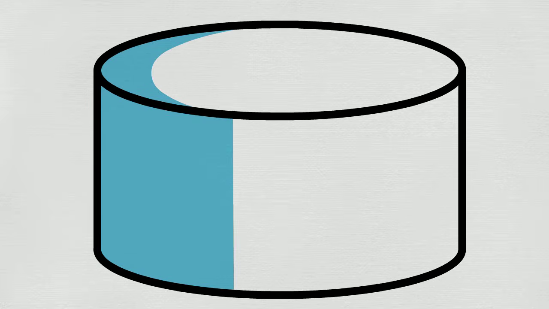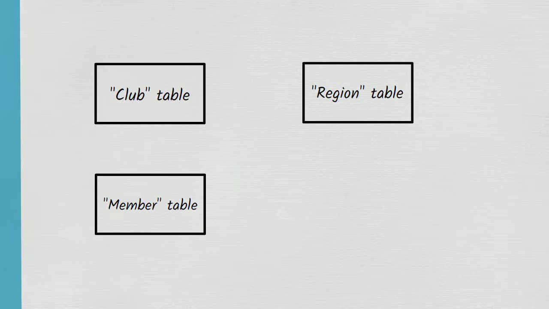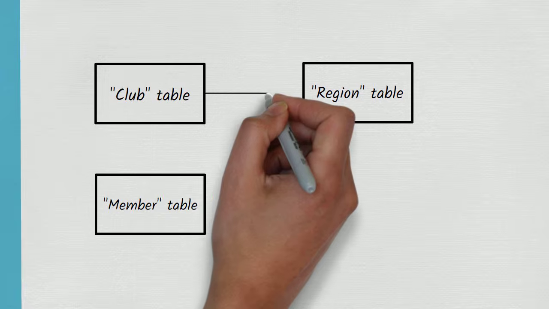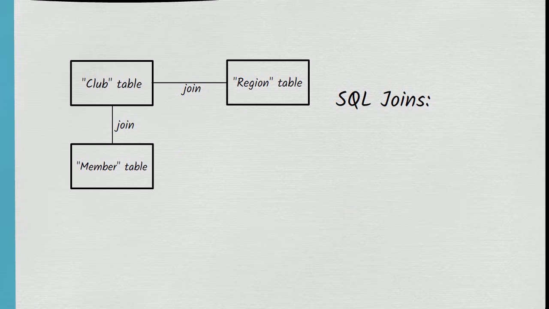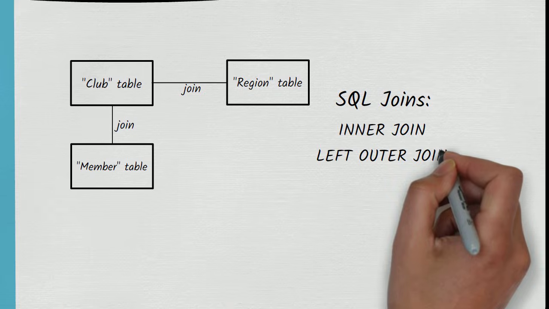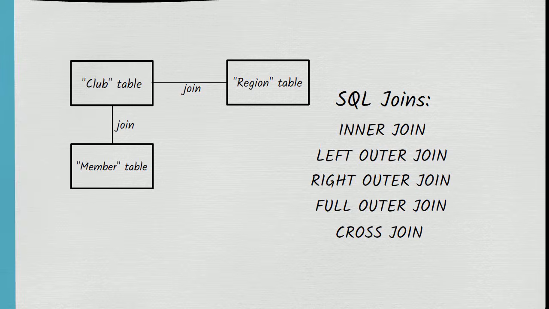When querying a relational database, it's often necessary to bring together information from multiple tables. The query language SQL lets us join tables in various ways. In this video, we'll explore the joins that are possible in SQL: inner joins, left and right outer joins, full outer joins, and cross joins.